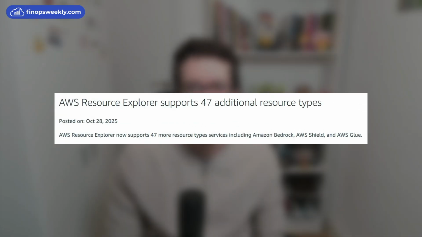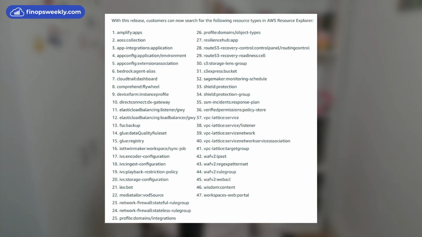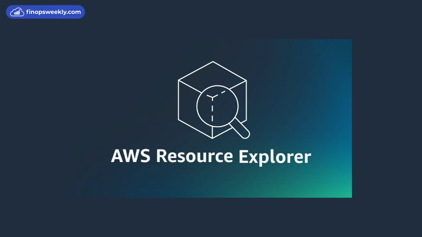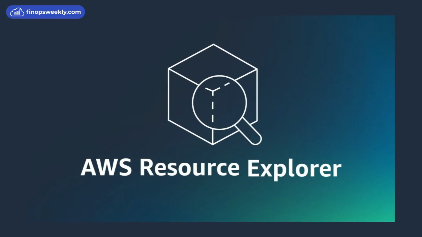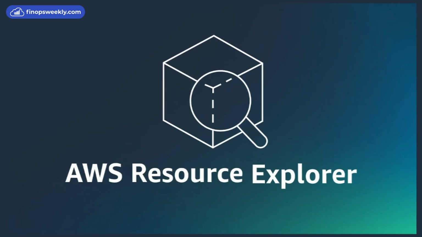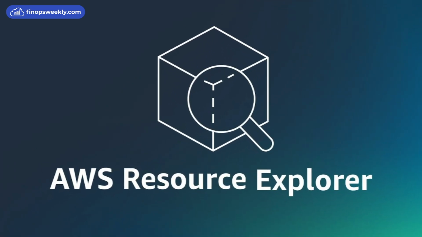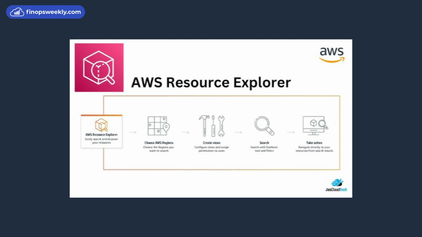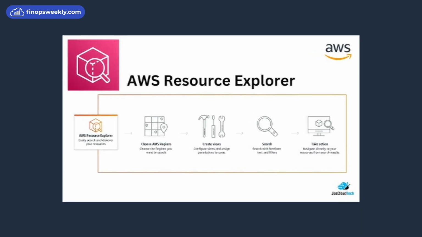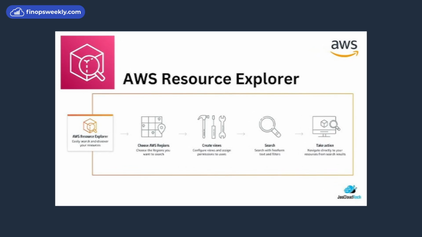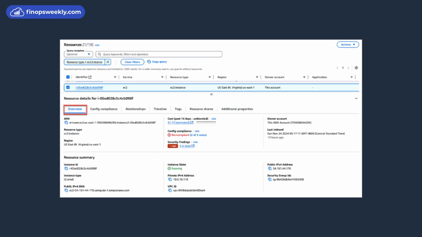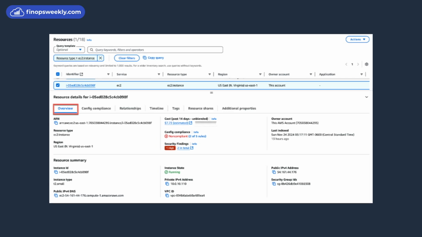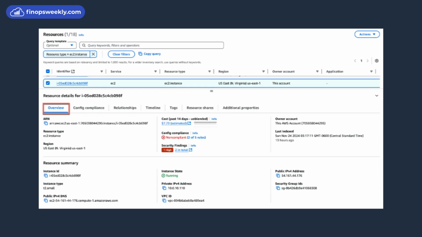So, in a new expansion, AWS Resource Explorer adds 47 resource types to better control inventory, cost, and governance. This release expands searchable types to include services such as Amazon Bedrock, AWS Shield protections, AWS Glue rule sets, and many VPC Lattice and WAF resource types. This broader visibility helps FinOps teams find and categorize resources faster for cost allocation, tagging audits, and cleanup efforts. Also, you can consult the supported resource types page for the full list and integrate Resource Explorer into your inventory workflows.